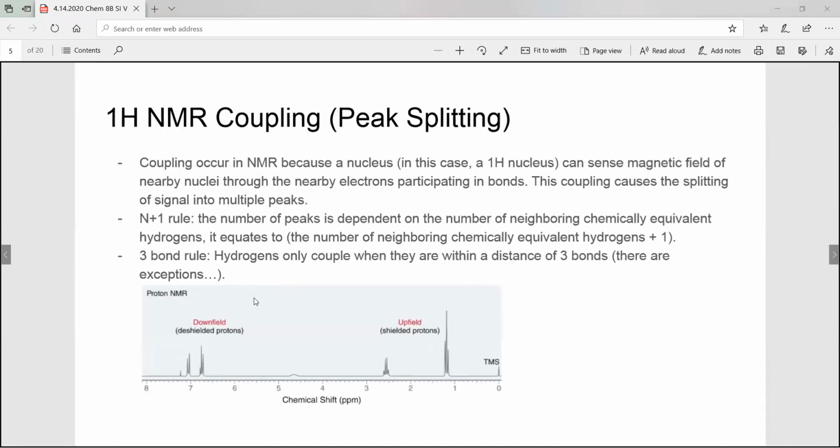As mentioned in our previous video, coupling or peak splitting can happen in proton NMR. And there are 2 general rules. The n+1 rule, which says the number of peaks equates to the number of neighboring chemically equivalent hydrogens plus 1. And the 3-bond rule: hydrogens only couple when they're within a distance of 3 bonds. There are exceptions, but they're not common in this class.